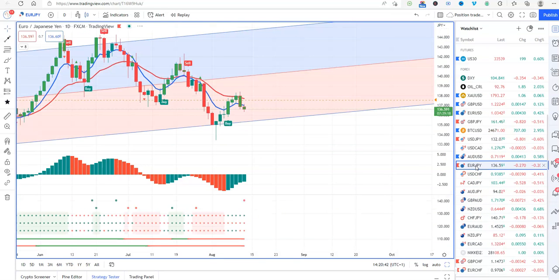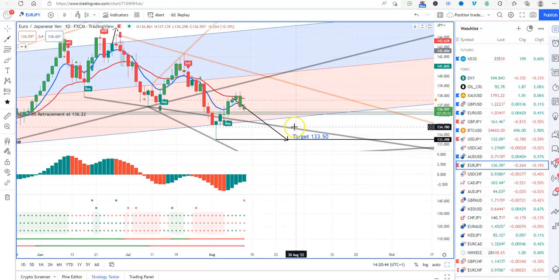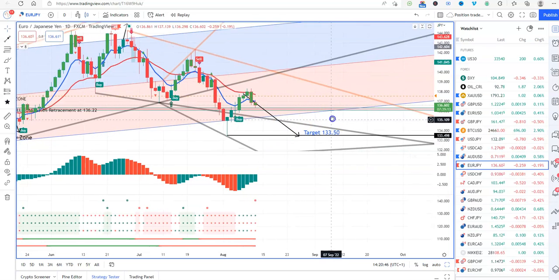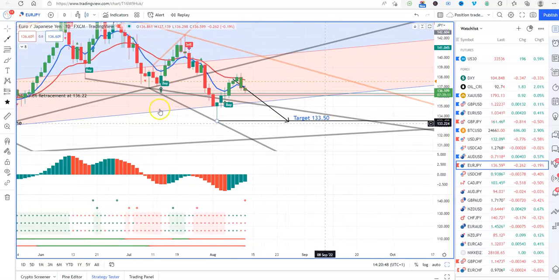Euro yen. Not convinced of this at all, although on the weekly forecast I've got a target of 133.50. The conditions are not met. I'll tell you why. We don't have a sell arrow and the awesome oscillator is green. So I'm not convinced of this yet. It could easily bounce straight back up. So switch that one off.